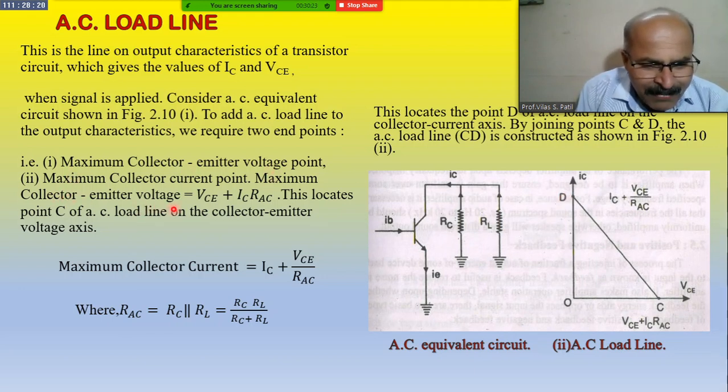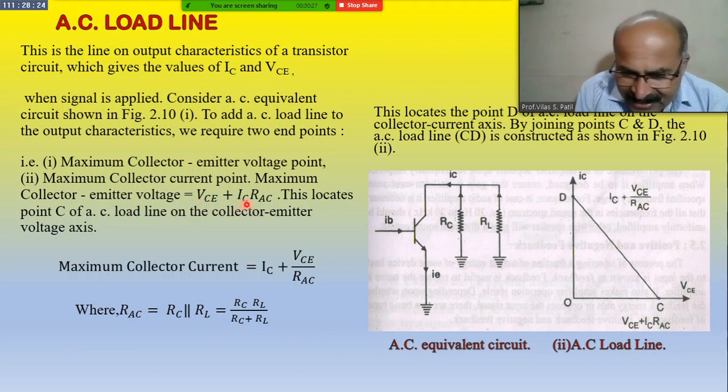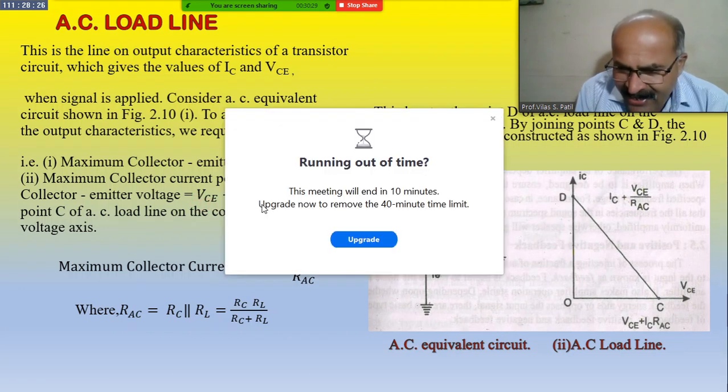Then the maximum collector emitter voltage is equal to VCE plus IC into RAC. Friends, tell me, what is RAC?